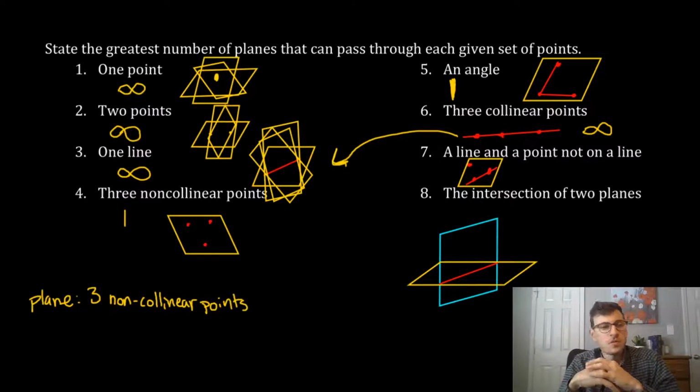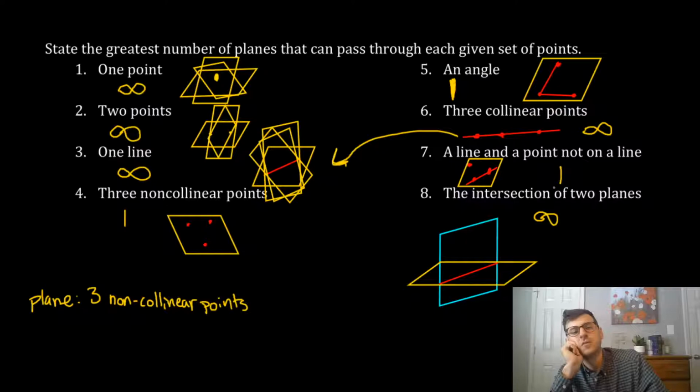So if the intersection of 2 planes is a line, how many planes can go through a line? An infinite number of planes. So something I want you to notice here, how many options do we have? We only have 2 options. Either we've got one plane that can go through everything, or we've got an infinite number of planes that go through all this. And that's a big concept.